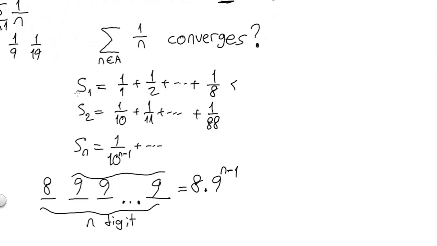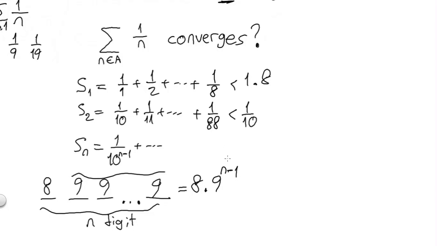For example, all of the terms in S1 are less than 1. All of them are just less than 1 over 10. This way, I'm going to get something geometric, you can see. So for example, this will be less than 1 times... there are 8 terms. And for this one, all of them are less than 1 over 10, and I have this many terms.